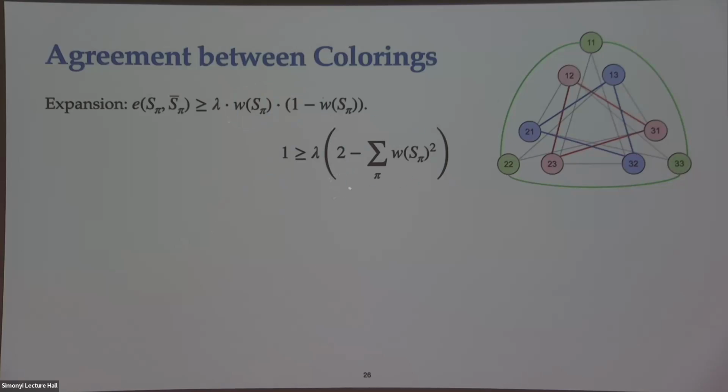And then now this term is just the sum of the W_S pi squared. Rearranging, we get the sum of W_S pi squared is at least 2 minus 1 over lambda. So when lambda is close to 1, then this is also close to 1. Okay, does this make sense to everyone? It's just summing up this inequality.